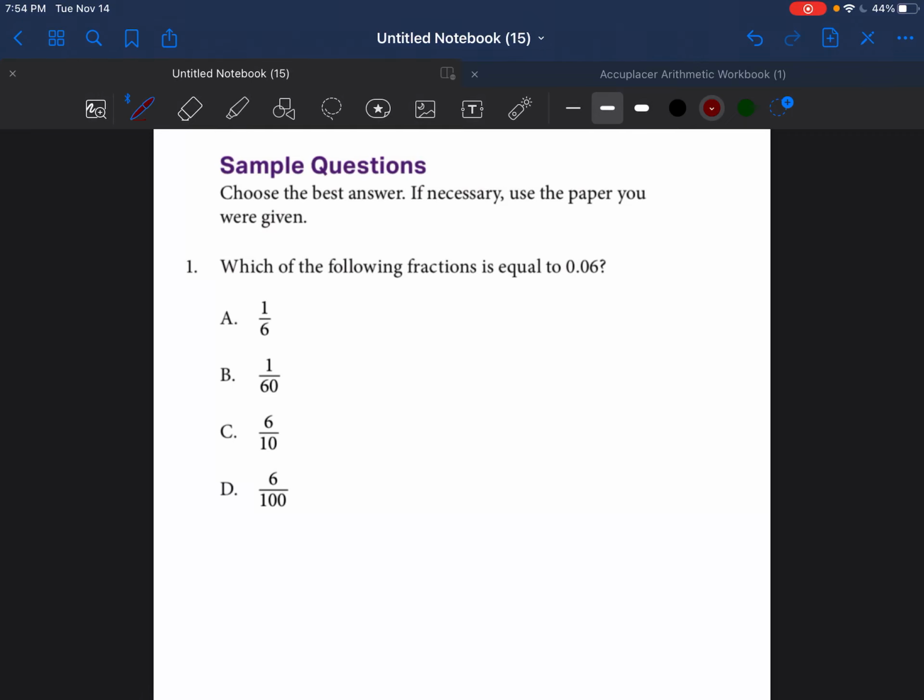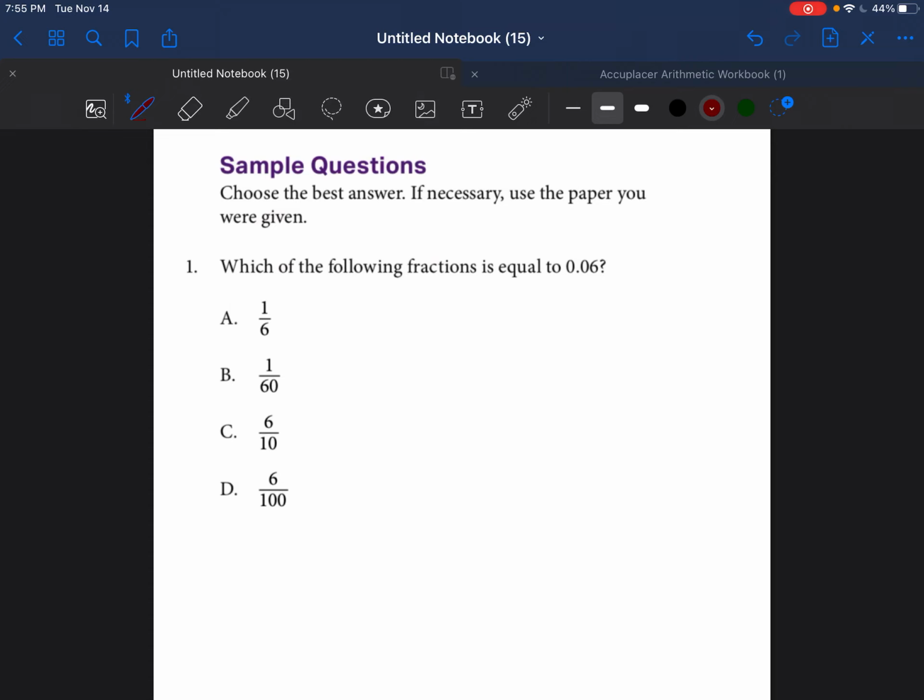Okay, so we're going to go over each one of the sample questions on the ACCUPLACER arithmetic exam. I've decided that I'm going to take my time and explain each problem thoroughly so that you can answer the question that we have on the practice exam, but also so that you'll be able to answer questions that are similar to this on your test. I know a lot of you haven't been in school for a while, so if you have a notebook, that's going to be very helpful.